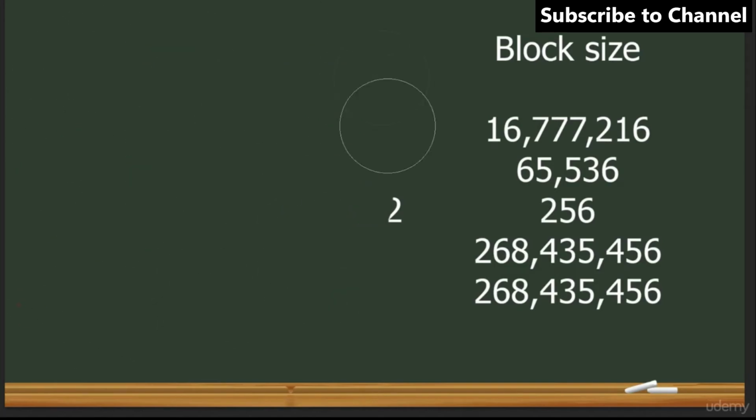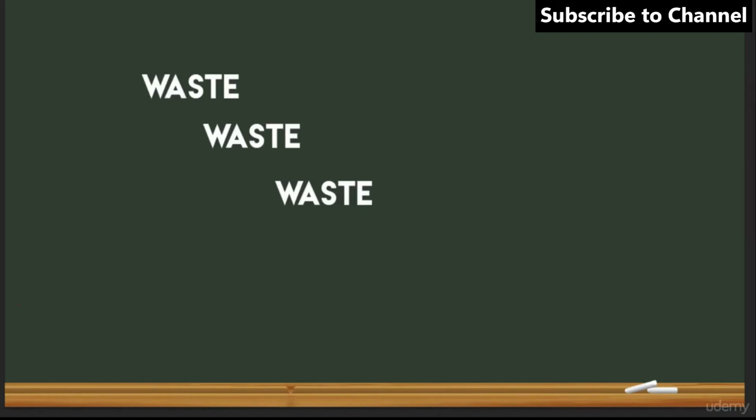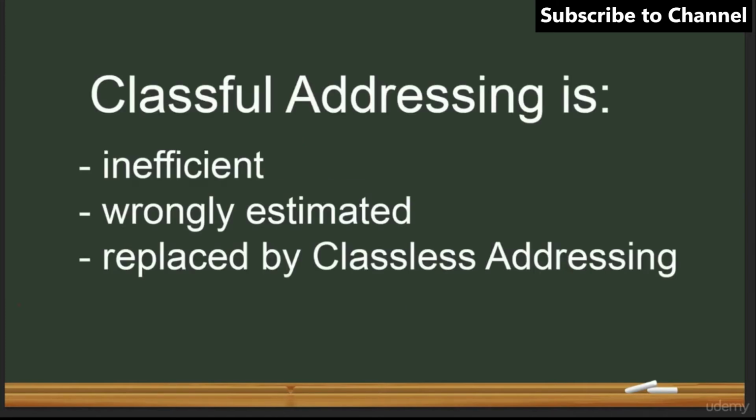So let's recap. The thing that you could hear me saying the most during this lesson was waste, waste, waste, and then again more waste. The reason behind that is that classful addressing is really inefficient. The people that designed this architecture had wrong predictions about basically everything that they predicted. Because of this, classful addressing is not widely used anymore. It is replaced by classless addressing, and we will talk about classless addressing a bit more later on.